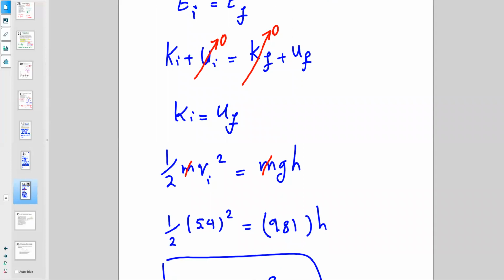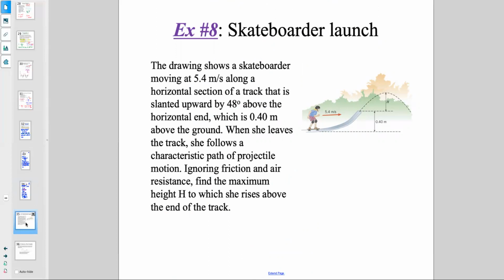what we have here. Skateboarder launch. So the drawing shows a skateboarder moving at 5.4 meters per second along the horizontal section of the track that is slanted upward for 48 degrees above the horizontal end. So in other words, this theta is 48 degrees. Okay, we got it. Above the horizontal end, which is 0.4 meters above the ground. So we also know the height of it, which is 0.4 meters above.